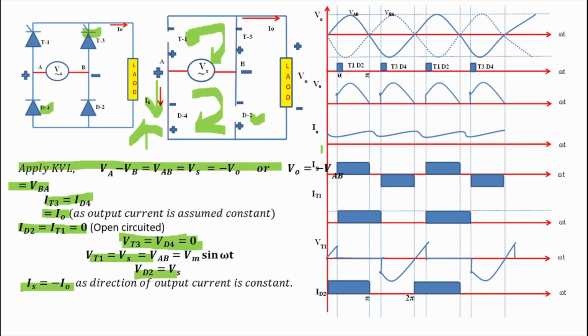Now see the waveform. In the waveform from pi plus alpha to 2 pi, V0 is equals to VBA. So VBA will appear across load. I0 is already assumed constant. Is is equals to minus I0. IT1 is equals to 0. VT1 is equals to Vs. So this Vs will appear across this VT1 and ID2 is equals to 0.